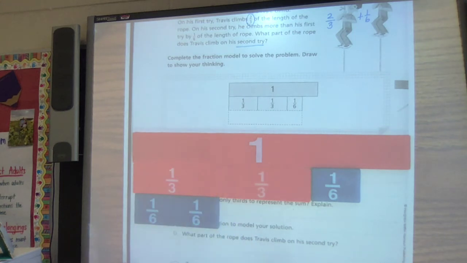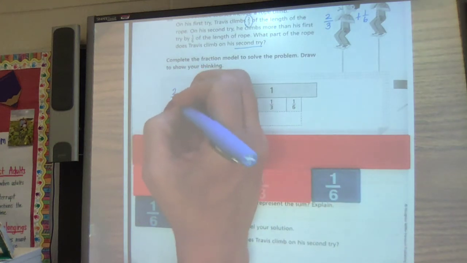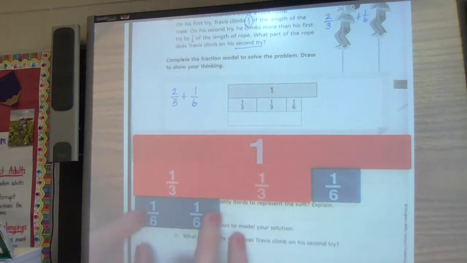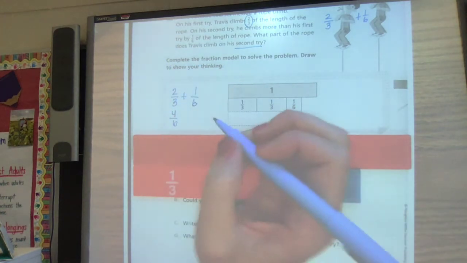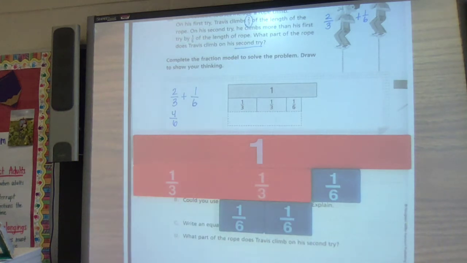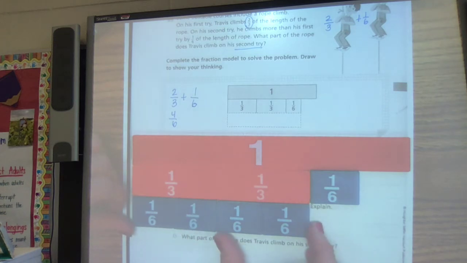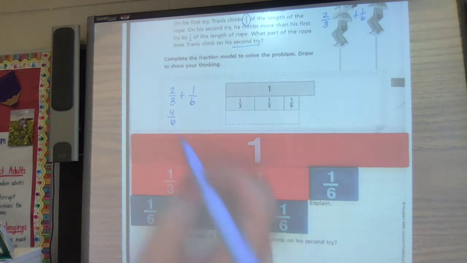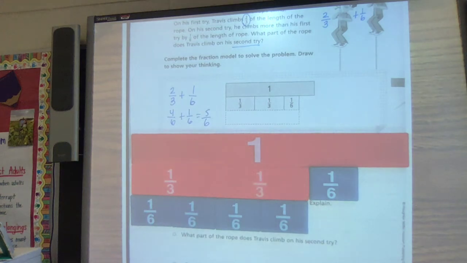So if 1/3 is equivalent to 2/6. Remember, we've got 2/3 plus 1/6. So if there's 2/6 in 1/3, there would be 4/6 in 2/3. And I can stick them up here too just to make sure that's fine. Our 4/6 exactly fit there. So 1, 2, 3, 4, 5, 6. When I add 4/6 plus 1/6, I get 5/6.